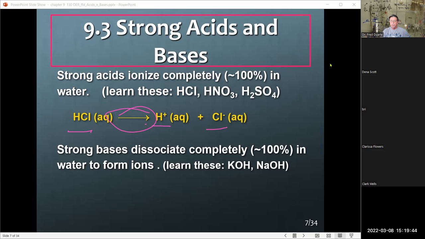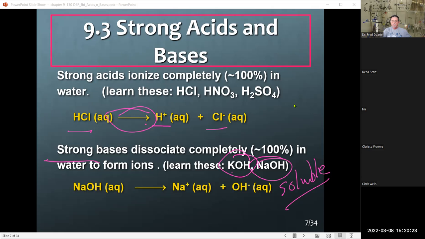Strong bases, here are two examples: potassium hydroxide and sodium hydroxide. Now, the reason they are strong bases is because based on the solubility rules, which we're going to learn, sodium and potassium, whatever it's attached to, is always classified as soluble. Okay, and being soluble means that basically 100% of it goes into solution. And so therefore we have a lot of hydroxide in solution, and it makes it a very strong base.